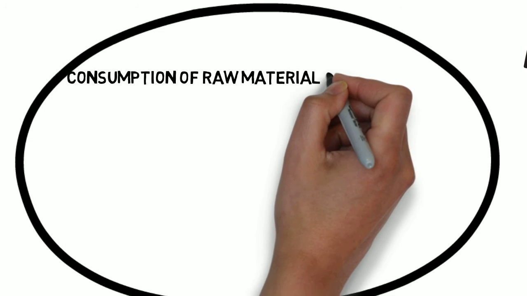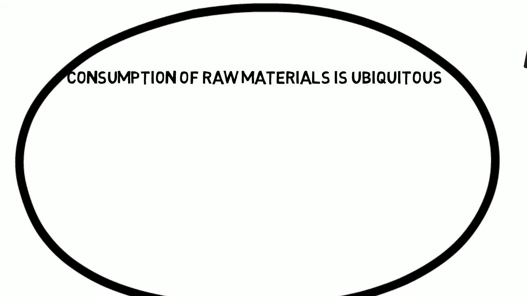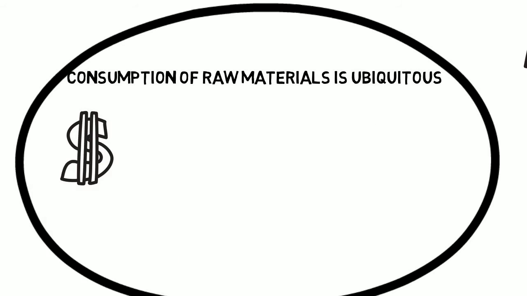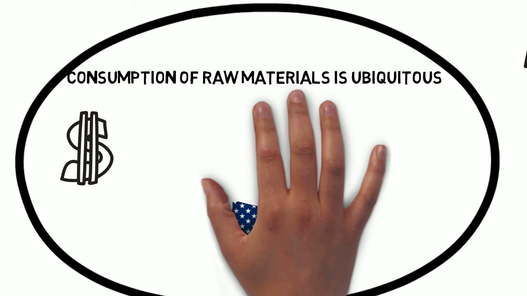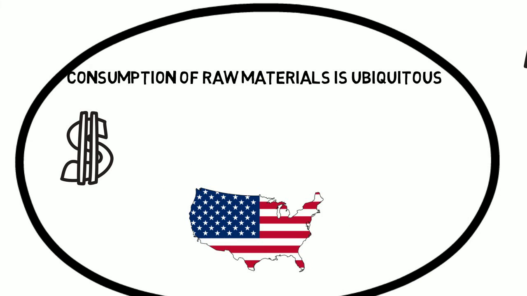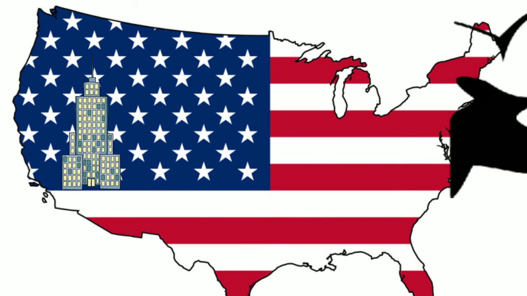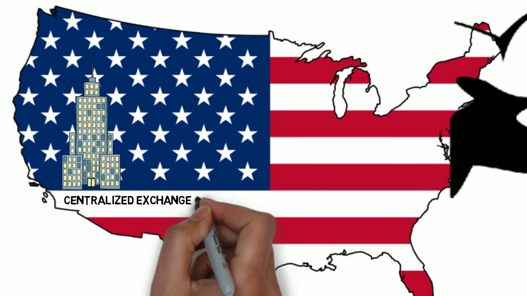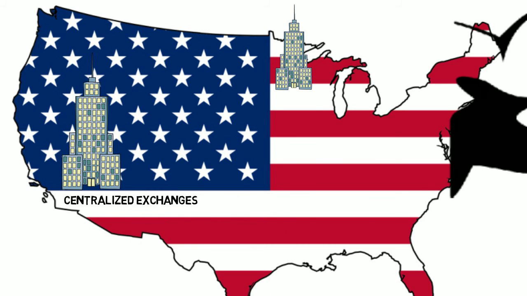However, consumption of these important raw materials is ubiquitous. When it comes to the price of commodities, the vast majority of these raw materials use the dollar as a pricing mechanism for global trade. That is because the US is the strongest and most stable economy in the world, and historically most of the centralized exchanges that allowed trading in these commodities sprang up in the US.